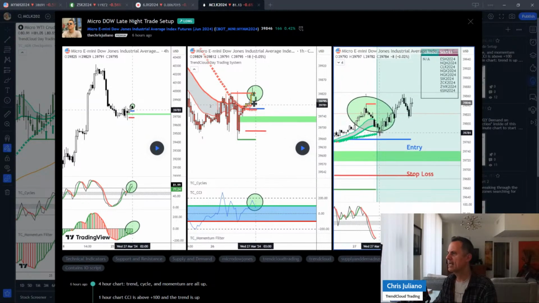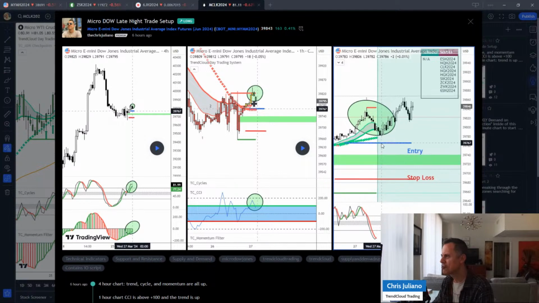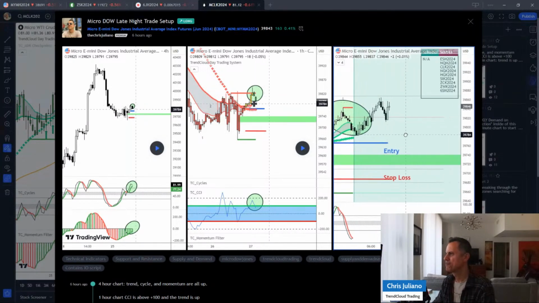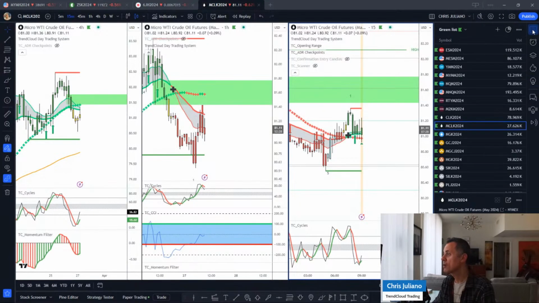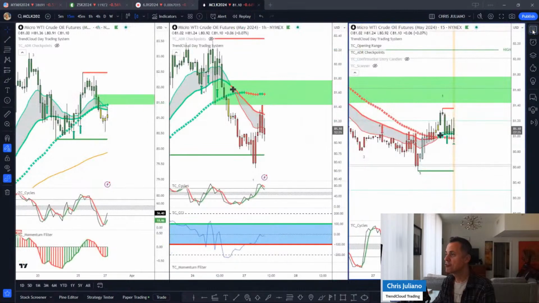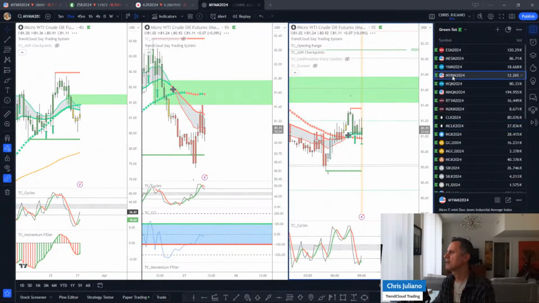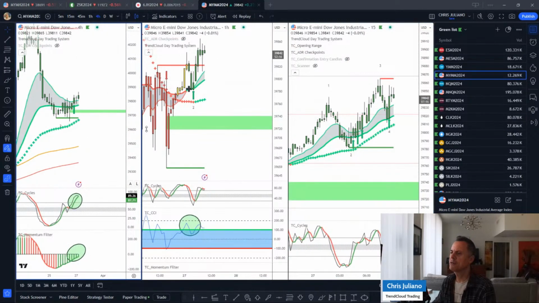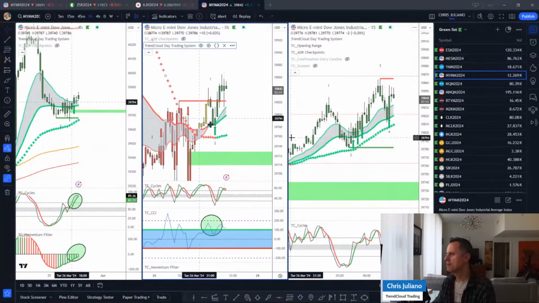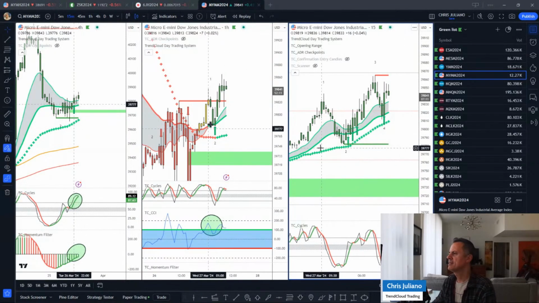It pulled back to the 50 simple on the 15-minute chart, just shy of our entry point, and then broke to new highs. And that's where we're at right now. So I was right. TrendCloud did its job. But it didn't come back and hit our entry. It missed our entry.